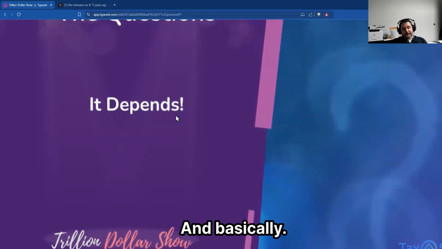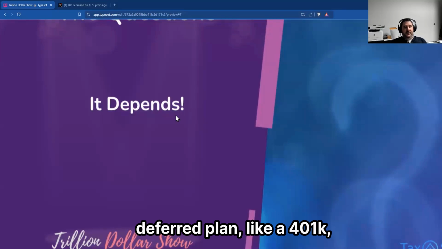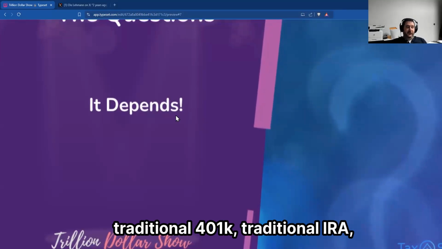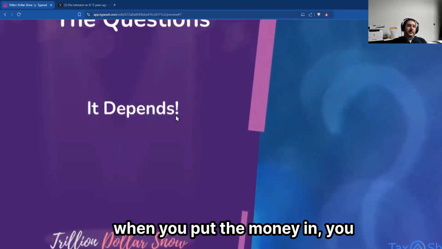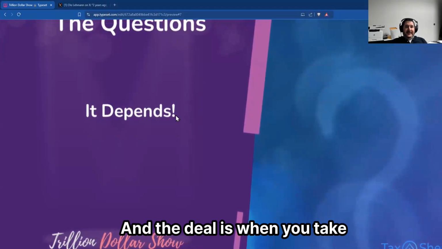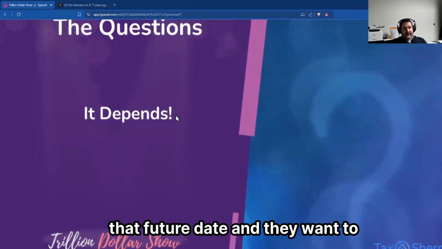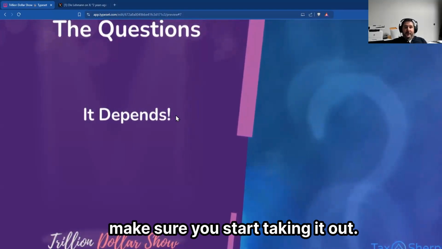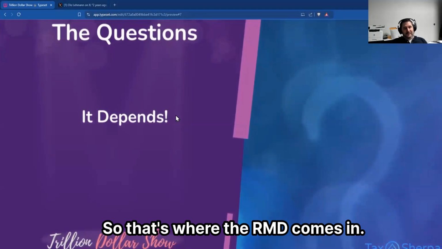And basically, if you put money into a tax deferred plan, like a traditional 401k, traditional IRA, traditional SEP, traditional this, that, and the other, that means when you put the money in, you got a tax deduction back then. And the deal is when you take it out, you have to pay taxes at that future date. And they want to make sure you start taking it out. So that's where the RMD comes in.